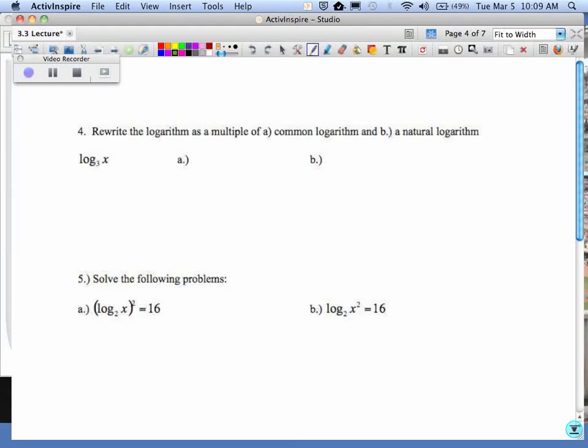This is base 3 logarithm. So do it once. Part A is saying use base 10, and part B is saying use the natural log. So they want you to do a base change on this using base 10 and base e. Do that now.